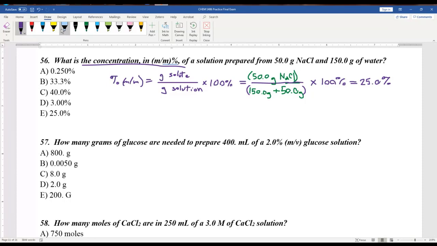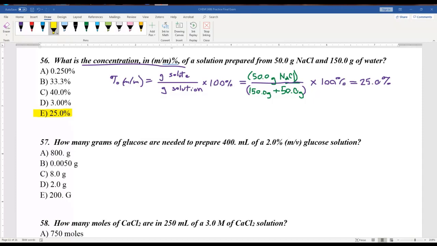So if it says solution, then you don't need to add the other part to make it a total? Exactly, because the solution automatically includes the solute and the solvent. That's already included. But if it just says water, that's not this whole solution. What other problems can I help you with?